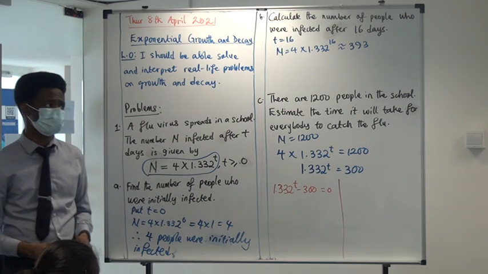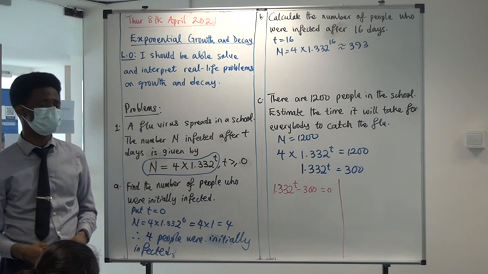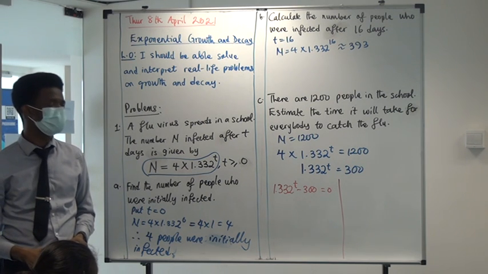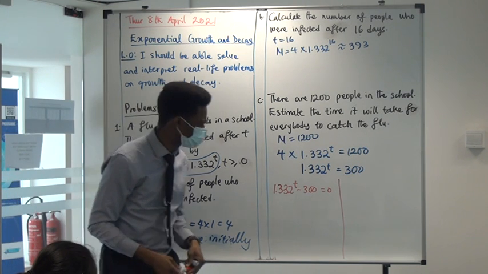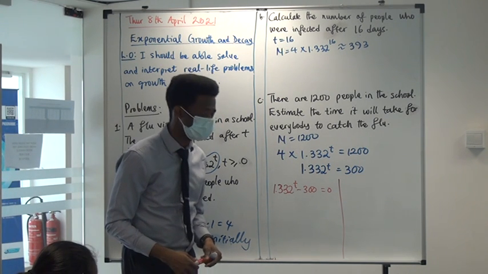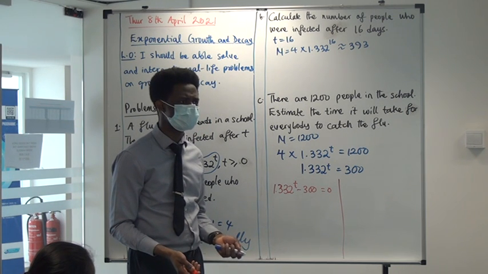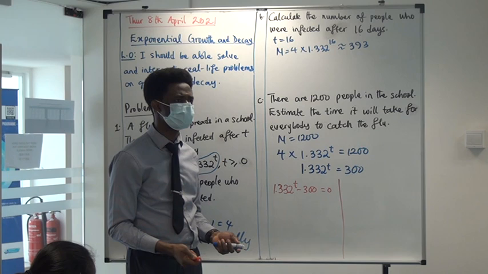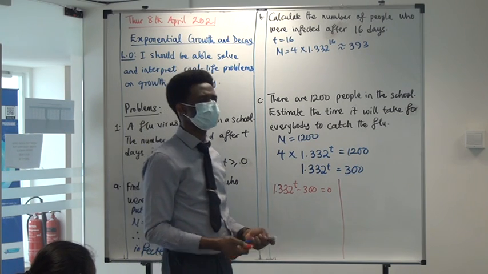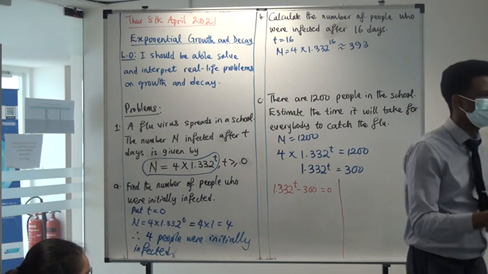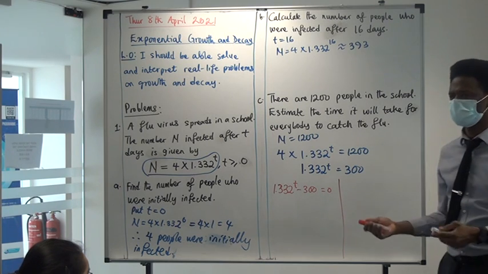And then you can use the 1.332 to the power of t minus 300 and put that to the graph. What do you mean use in the graph? You need to put it in the calculator. We plot, not use in the graph. We plot the graph of.